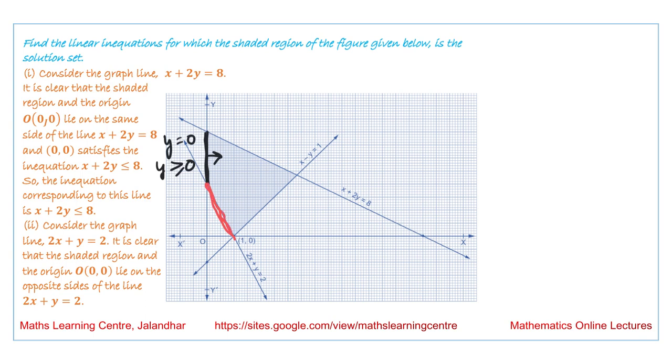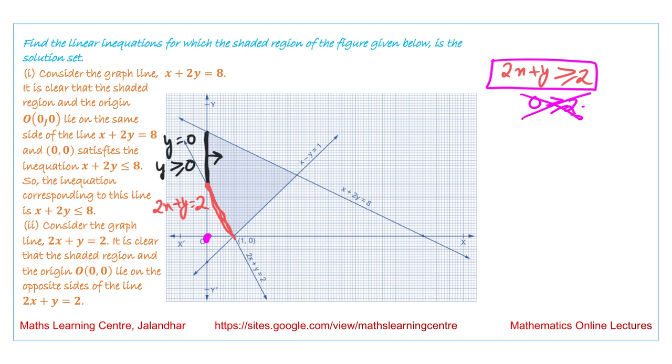For the equality part, this is 2x plus y is equal to 2. Suppose the inequation we have is 2x plus y is greater than equal to 2, and if we substitute 0 0 over here, we get 0 is greater than equal to 2, it is not satisfied. So this inequation 2x plus y is greater than equal to 2 represents the portion above this line. For the next line, the equation we have is x minus y is equal to 1.